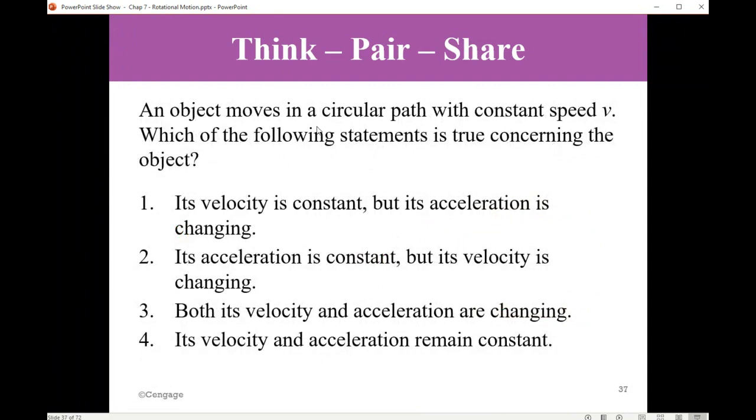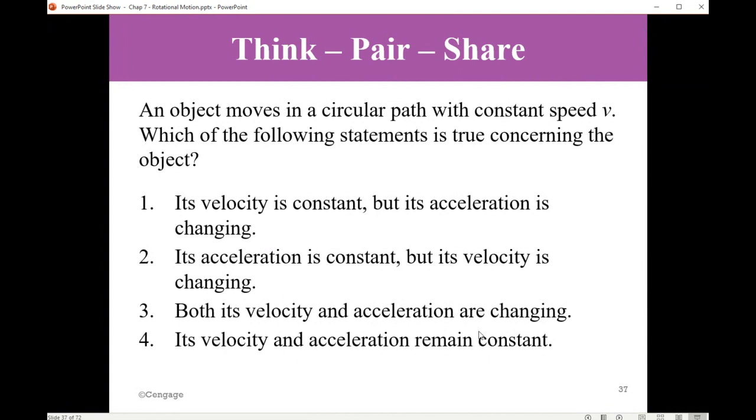An object moves in a circular path with constant speed v. Which of the following statements is true concerning the object? Its velocity is constant, but its acceleration is changing. Its acceleration is constant, but its velocity is changing. Both its velocity and acceleration are changing. Its velocity and acceleration remain constant.